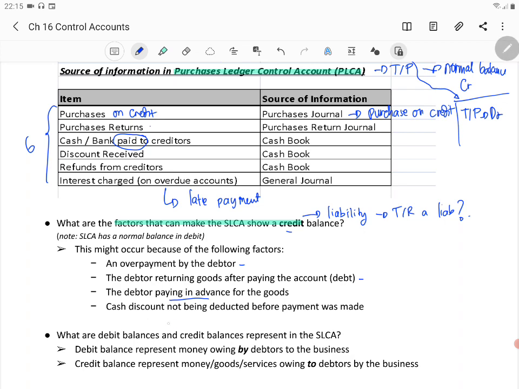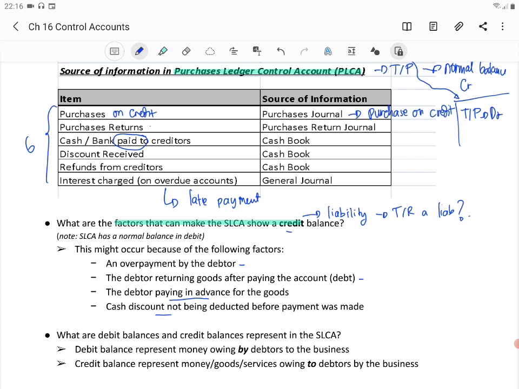Next, cash discount not being deducted before payment was made. The trade receivables receive a discount, so they can pay less than they are supposed to, but they paid in full because they forgot to calculate the discount that they received. So basically, we are receiving more money than they are supposed to pay us. It is also called an overpayment because they forgot to deduct the cash discount from the payment.